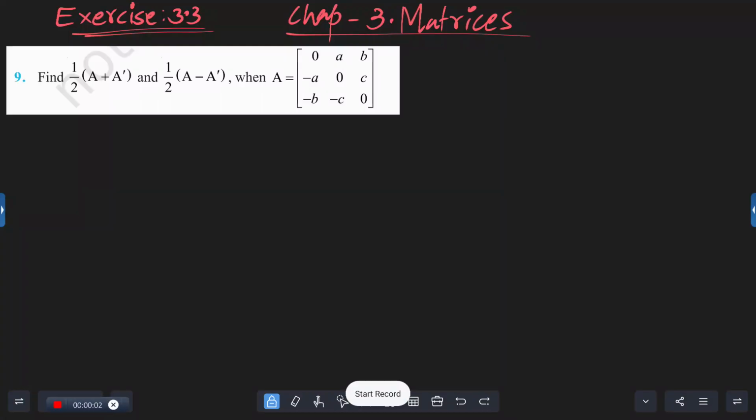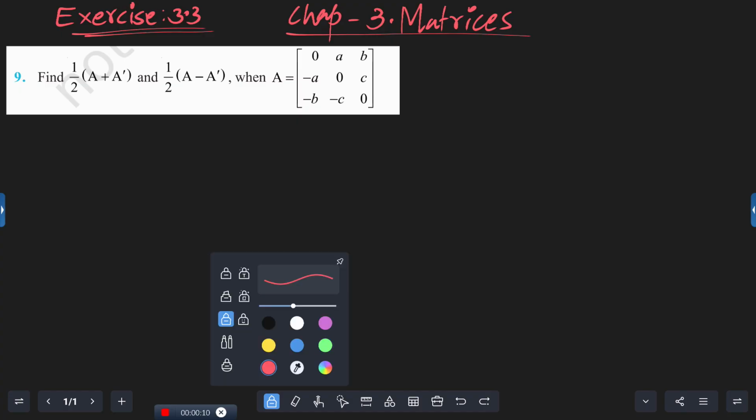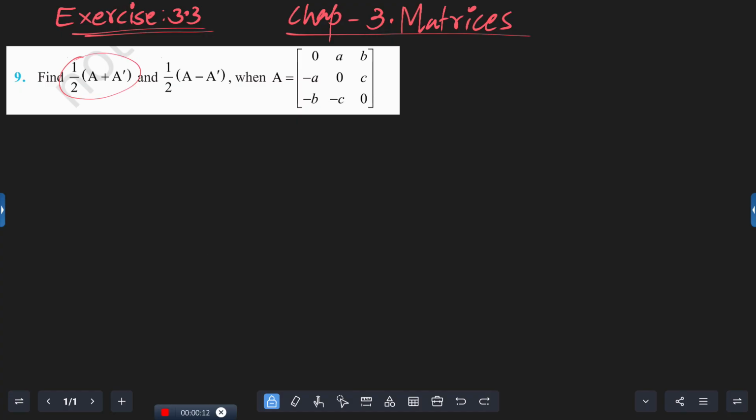Children, listen. Chapter number 3, exercise 3.3 continuation, question number 9. Here they asked to find actually two things. In the last question, we have seen that they asked to find A plus A dash, and A minus A dash. And they asked to say this will be symmetric, and the next one will be skew symmetric. Okay, that we have seen.